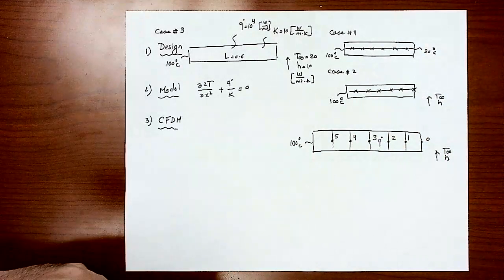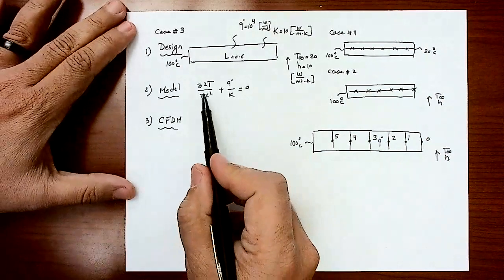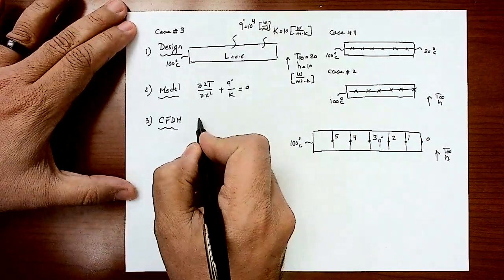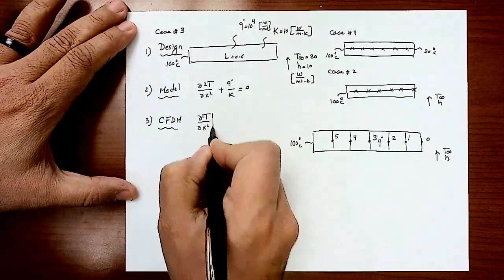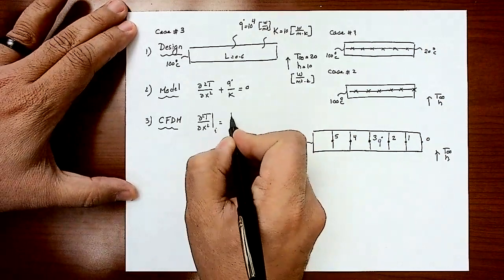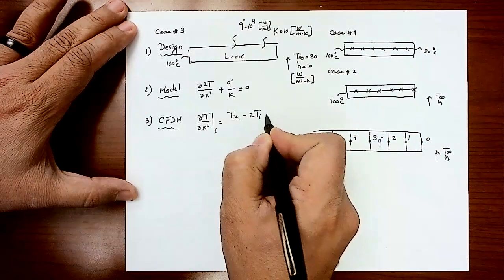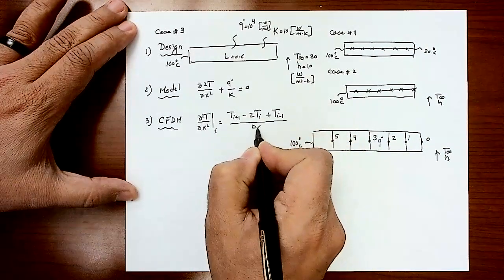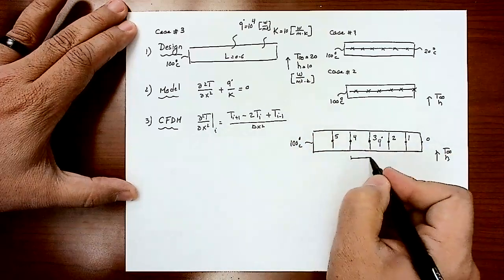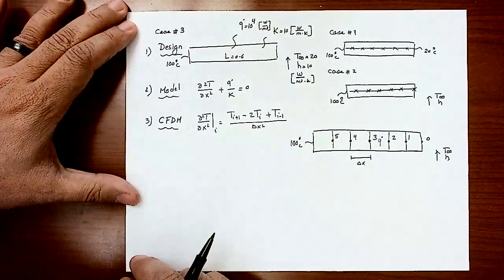Okay, so let's see how we're going to deal with that problem. Again, I'm going to use the central finite difference method. I'm just going to need the second derivative. So partial 2T by partial x squared at any node i is expressed by T(i+1) minus 2 T(i) plus T(i-1) divided by delta x squared. And this is my delta x distance, and delta x is the same for each node.